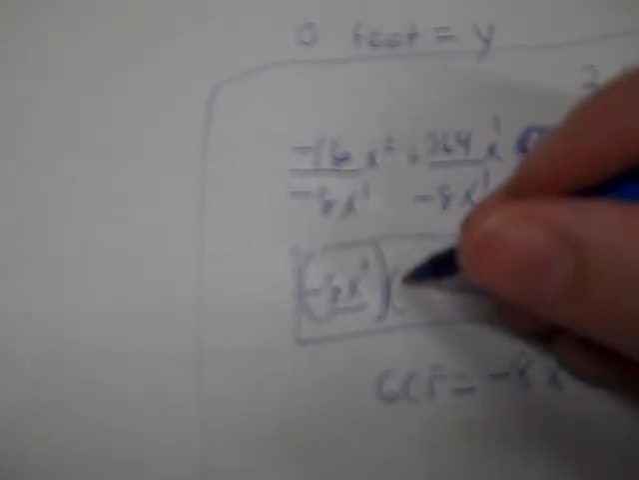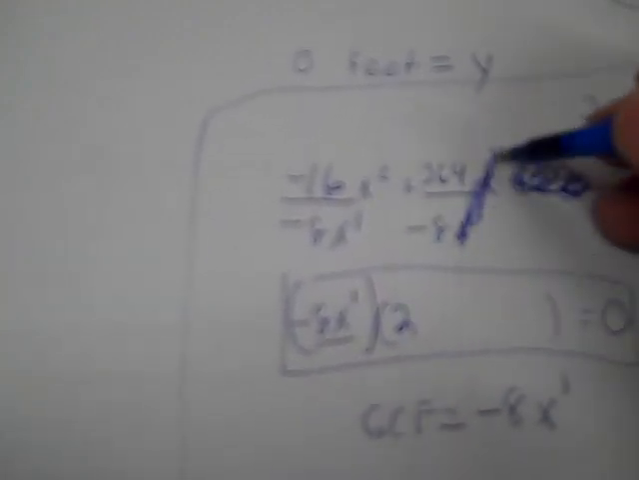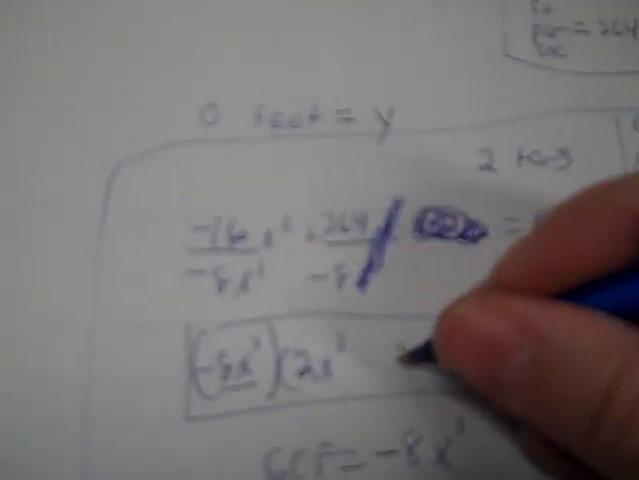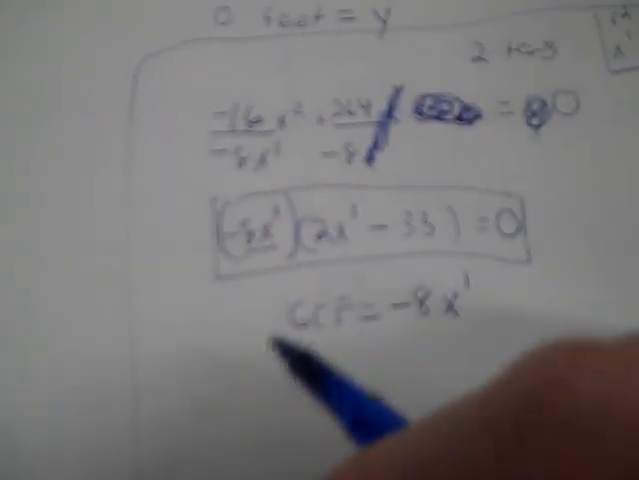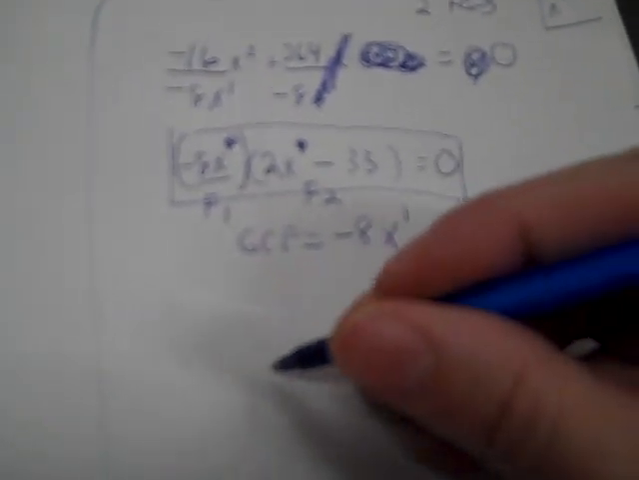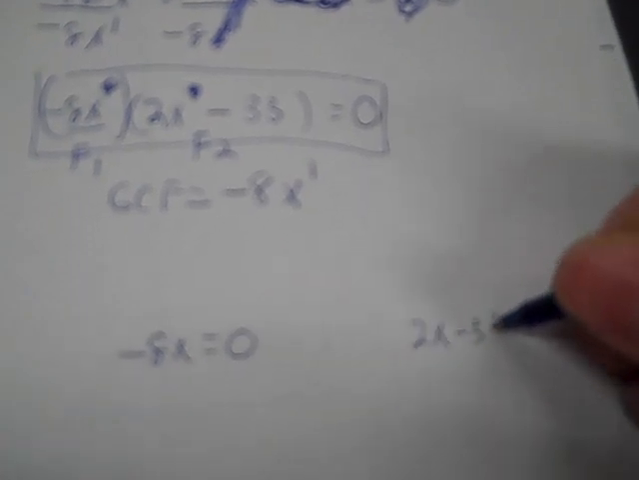Now a negative divided by negative is a positive, so positive 2. And then you can cross these out, because they're both the same power. And then 2 minus 1 is 1, 2x to the 1. Then I take positive 264 divided by negative 8. Now I got negative 33, so I put 33 with a minus. We don't need these first powers here anymore because I have my first factor and my second factor. So negative 8x could equal 0, or 2x minus 33 could equal 0.